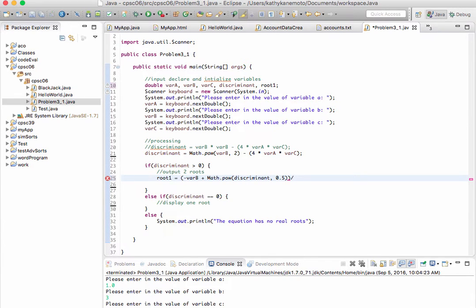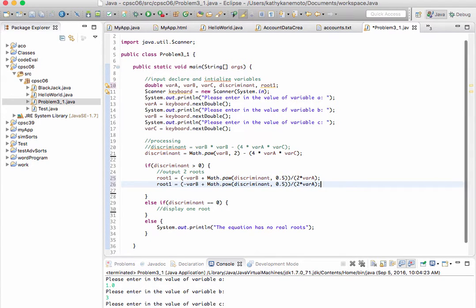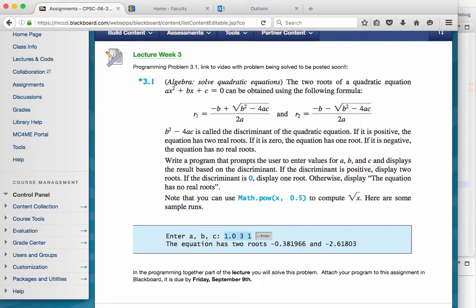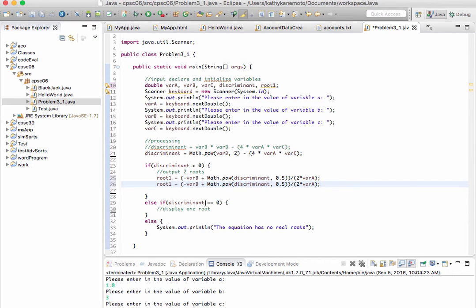And we'll divide it by 2 times variable a. And there's our first root. Our second root is very similar to our first root, so we can copy and paste this. Looking back in our problem, our second root just has a subtraction symbol here instead of an addition symbol. So in our second root, we can change this to a subtraction symbol.